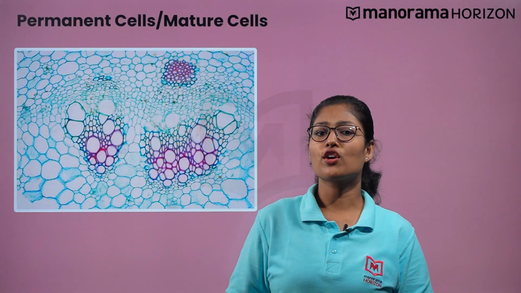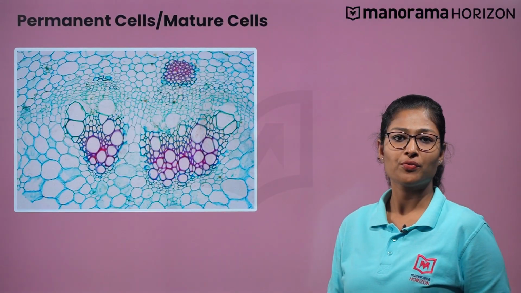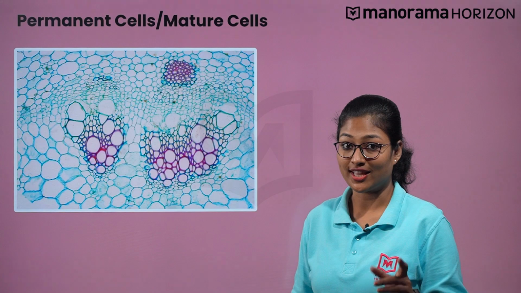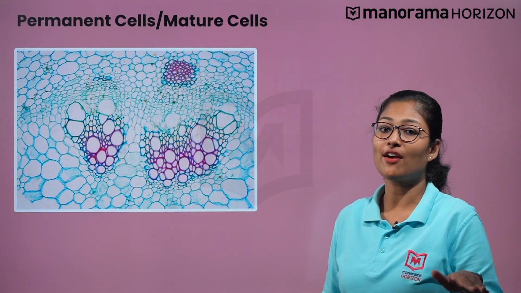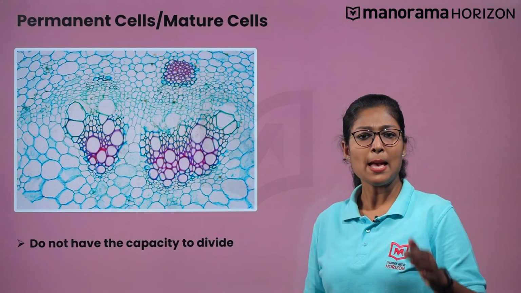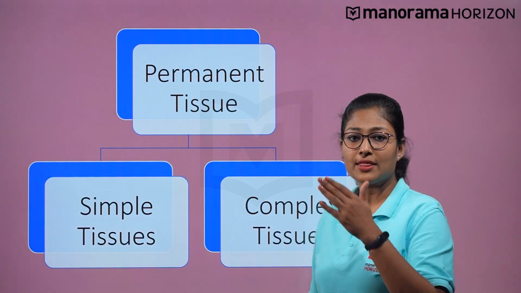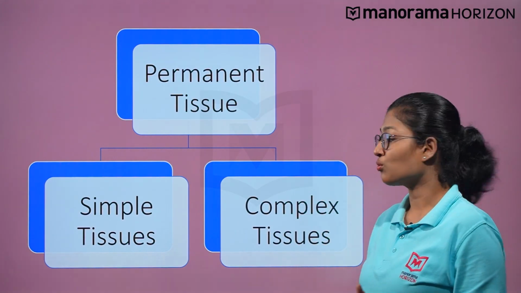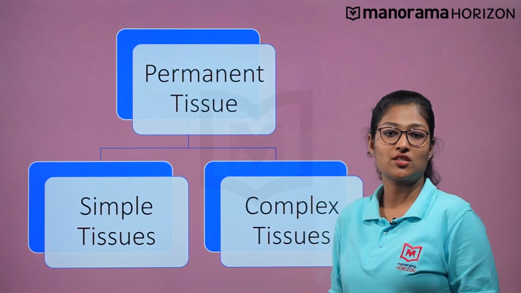Our body grows uniformly to a certain age group. But in the case of plants, there are specialized cells which help in the growth and the other functions of the plant. And they are generally known as permanent cells or simply mature cells. Now, let us focus on the permanent tissues. So, you got to know one feature, that is, permanent tissues do not have the capacity to divide. Based on the cell structure, these permanent tissues are classified into simple tissues and complex tissues.